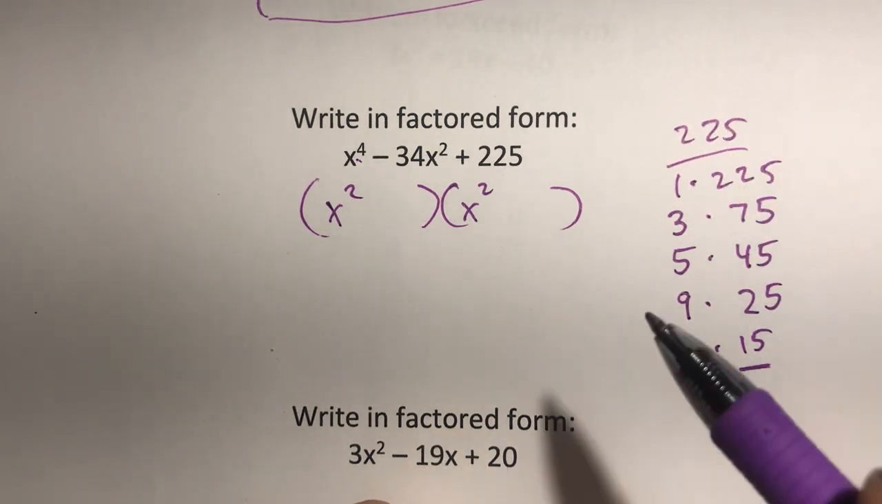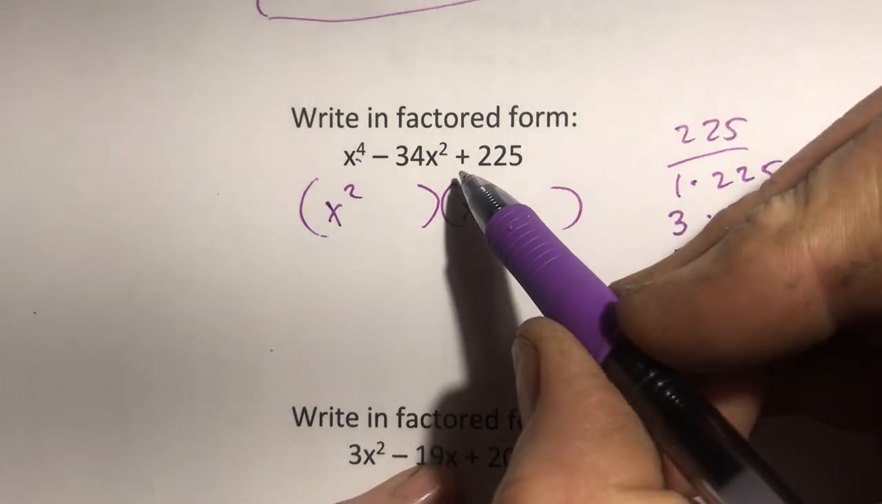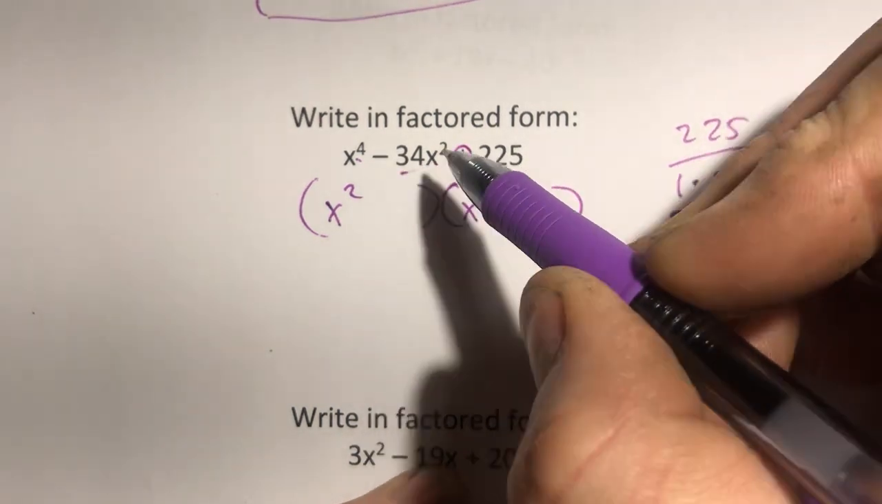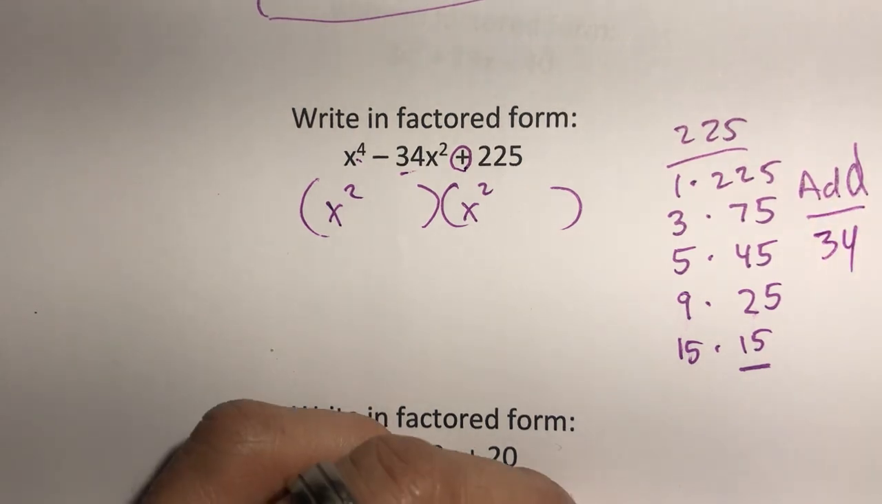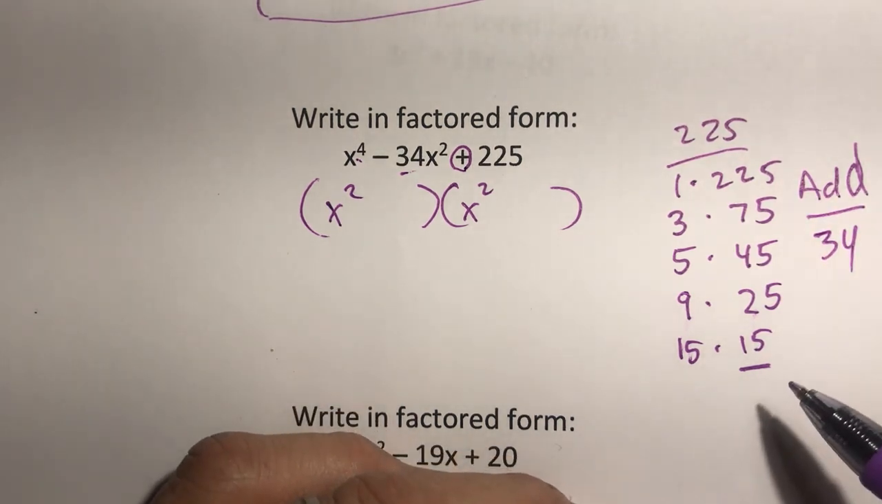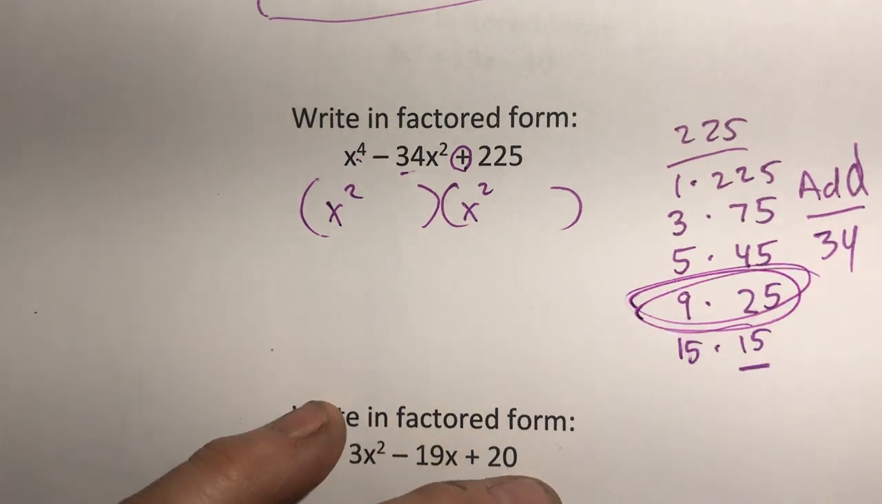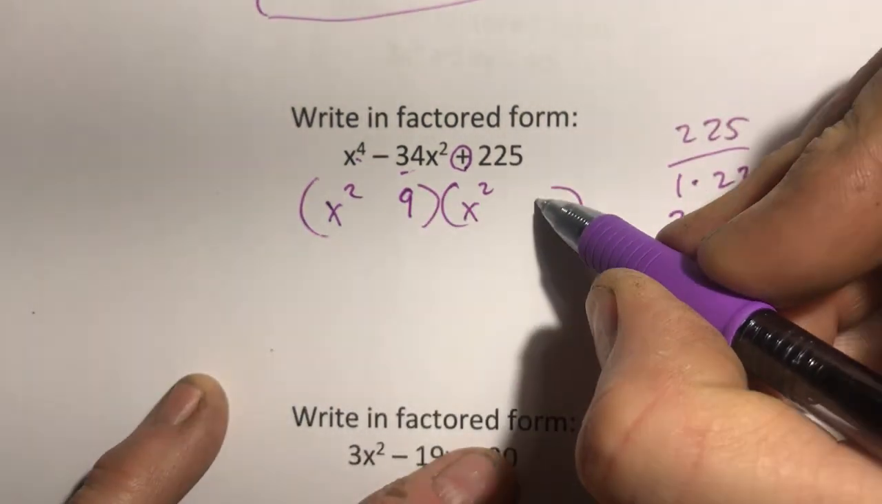All right, now which ones work for this? All right, well, there's a plus here. They've got to add and be 34. Okay, right here, 9 and 25. So there's going to be a 9 here and a 25 there.